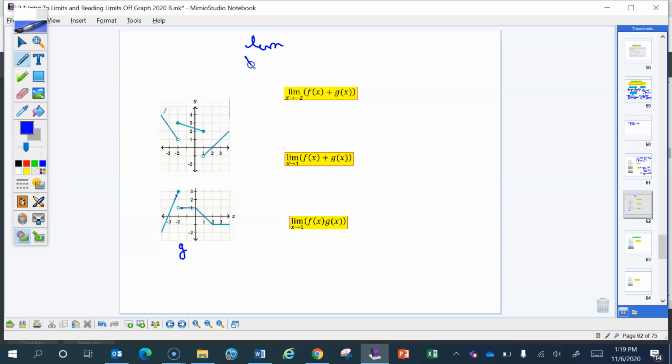So what you have to do is check both sides here. So I'm going to do the limit as x approaches -2 from the positive side of f of x plus the limit as x approaches -2 from the positive side of g of x. If I do that, coming from the right side of -2, I get 3. Coming from the right side of -2 for graph g, I get 1. So this limit is 4.